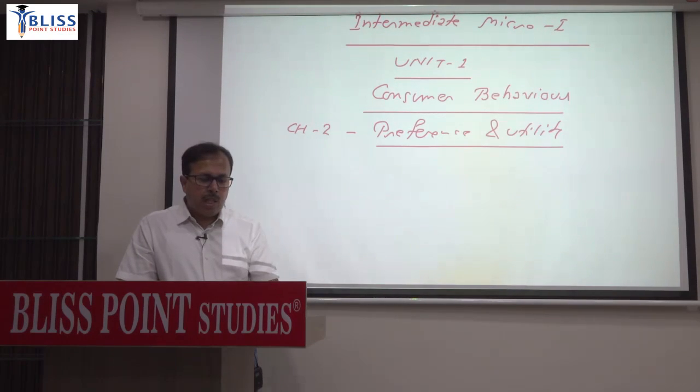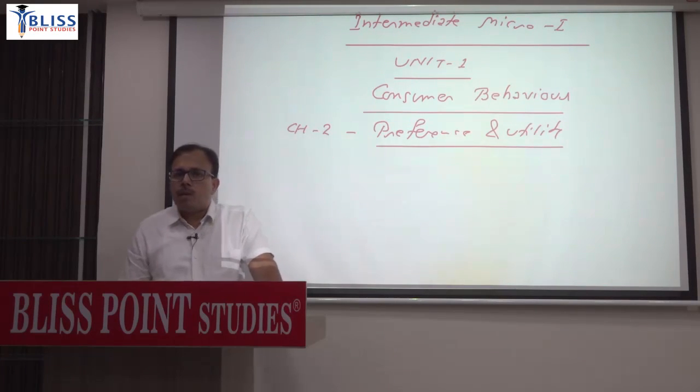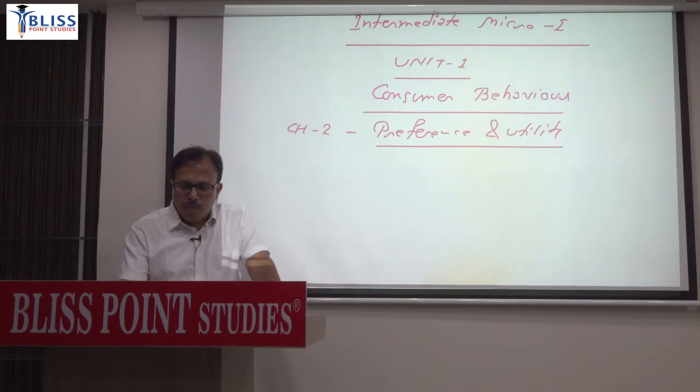That means if I say that one bundle is preferred, so a consumer will prefer that bundle only when he gets more utility from that bundle. So how we can calculate utility? So preference is linked with that utility. I will elaborate that, but just write down complete here the content part.